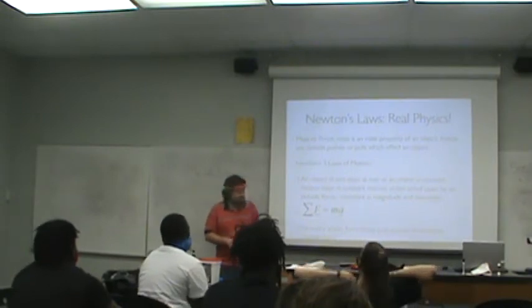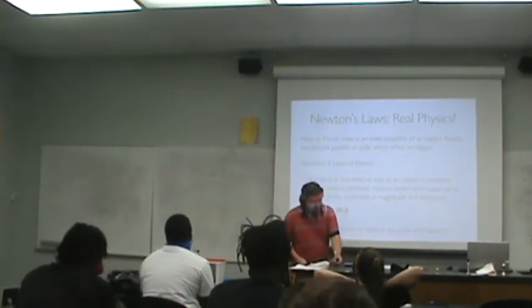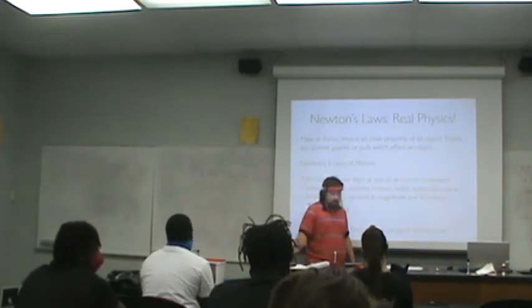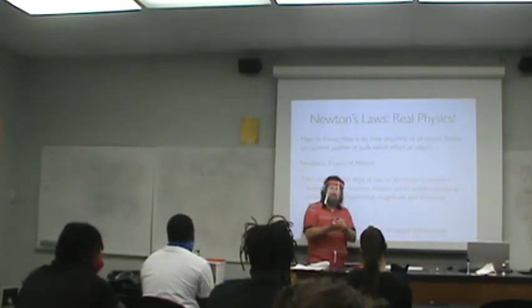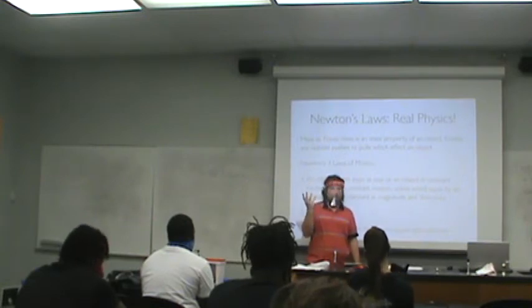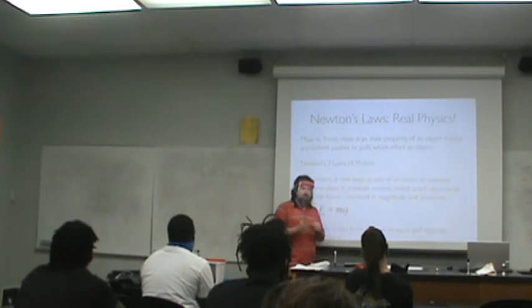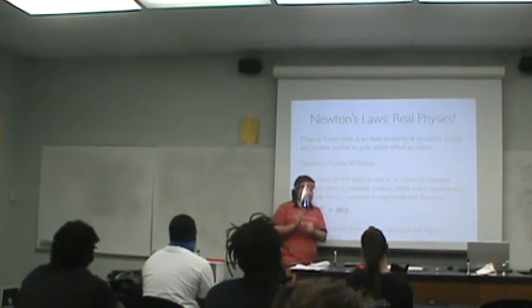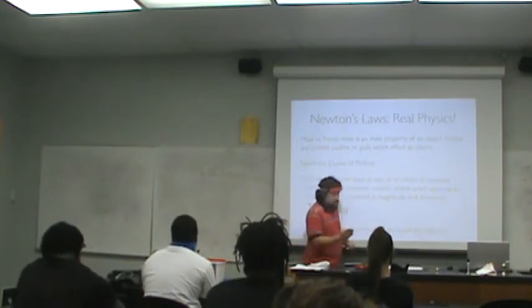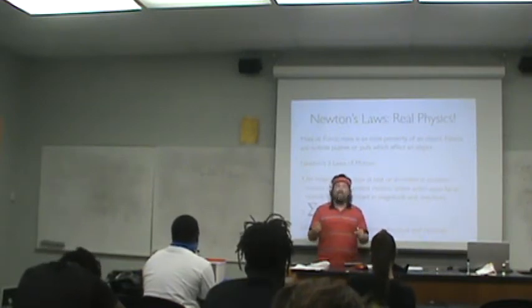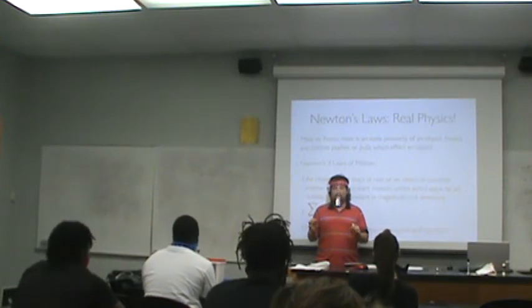If I swat this marker across the table, I'm only exerting the force for as long as my hand is touching the marker, which means it's only accelerating for as long as my hand is touching the marker. Once it leaves my hand, that's when it enters the point where it is moving at constant velocity until something stops it. Make sense?